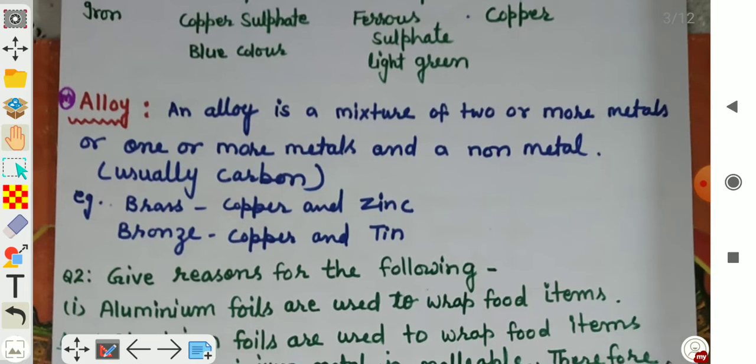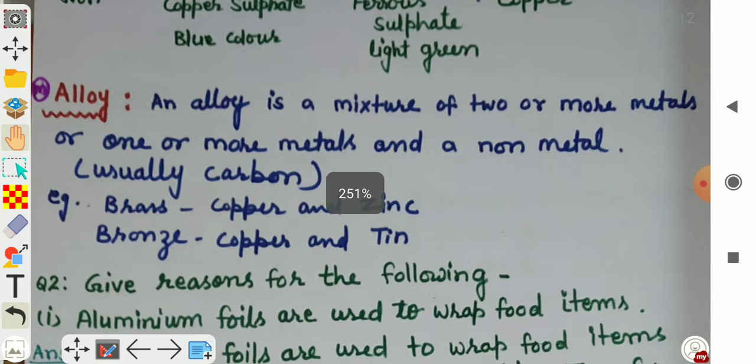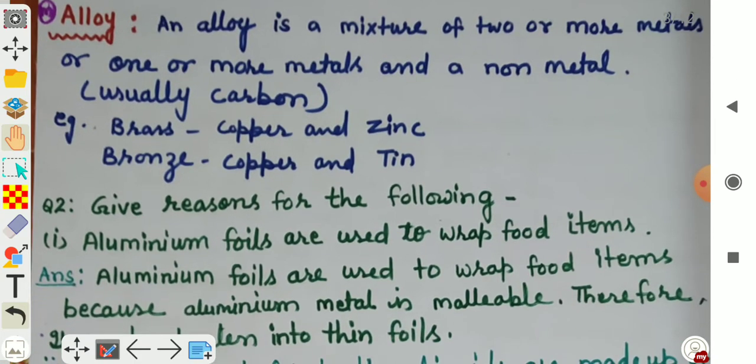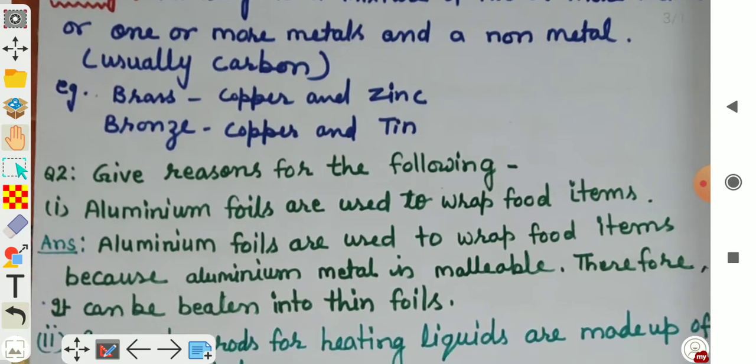Now, what do you mean by alloy? An alloy is a mixture of two or more metals, or one or more metals and a non-metal, and usually this non-metal is carbon. Example: brass. Brass, which is called pital in Hindi, is made up of a mixture of copper and zinc. Also bronze. Bronze is a mixture of copper and tin.